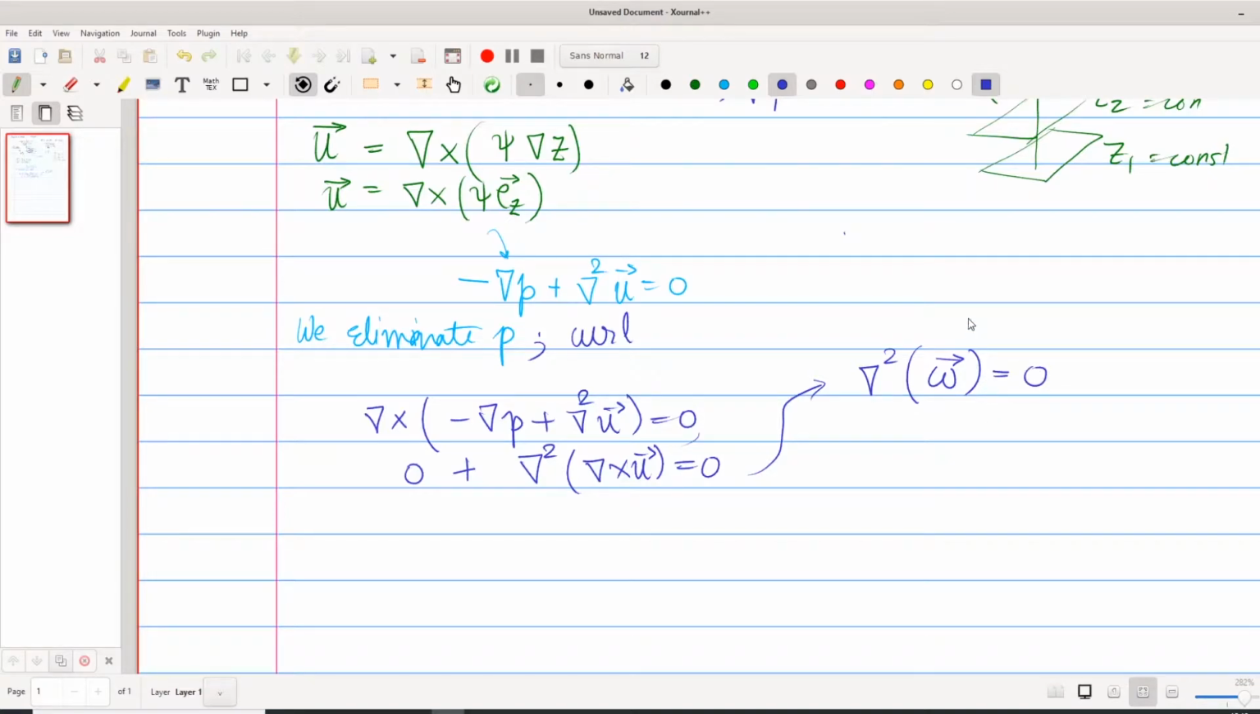But if the velocity field is always confined in this plane, then the vorticity vector must necessarily be pointing orthogonal to this plane. Therefore, omega is actually always omega pointing in the Ez direction. I hope this is clear, because the velocity fields are in the plane, and vorticity can only exist orthogonal to the plane. And therefore the simple equation is the Laplacian of omega is 0. Let us see what the definition of omega is in terms of psi.